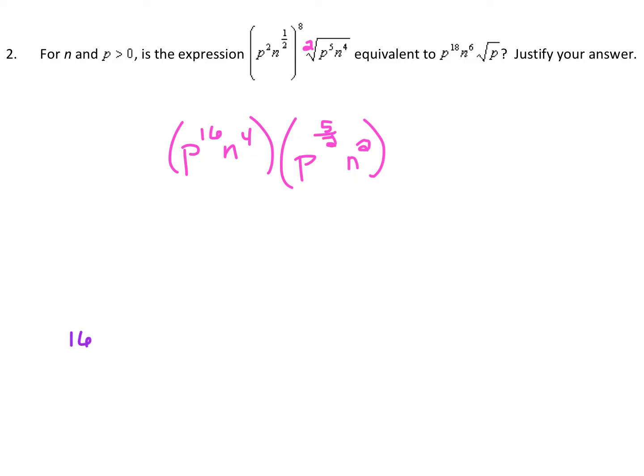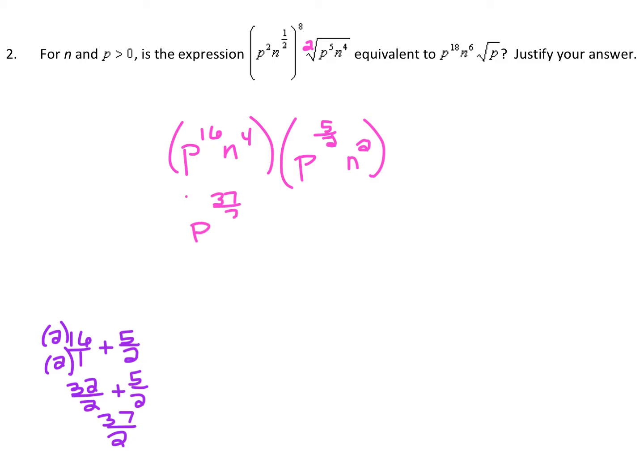So 16 over 1 plus 5/2. Okay, so if I find a common denominator, I need to multiply top and bottom of this first fraction by 2. So that would give me 32/2 plus 5/2, which would be 37/2. Okay, so I could rewrite basically this times this as p to the 37/2. Okay, and then n to the 4th times n squared, just add the exponents. That'll give you n to the 6th.